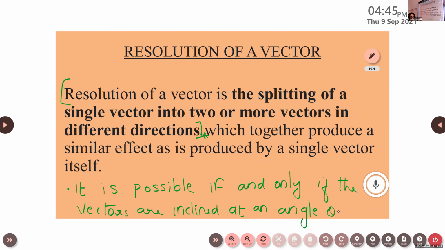But if we have a single vector which is inclined at an angle theta, then we can split the vector into two parts or two components, and not only two, but two or more components. So the splitting of a vector into two or more vectors in different directions, which together produce a similar vector, is called resolution of a vector. There is no change in the resultant vector. The resultant vector will be the same. It is vector A itself. And this resolution of a vector is possible if and only if the vectors are inclined at an angle theta.